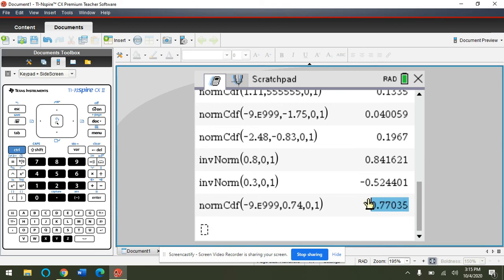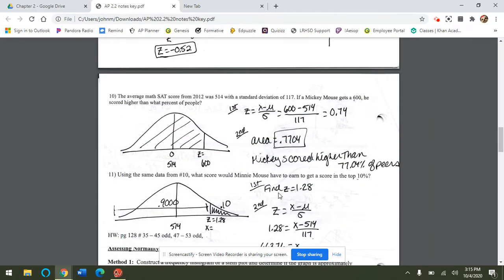Here's my answer, 0.77035. Well, what we had found yesterday or previously was the same answer, 0.7704. This is just the rounded answer.